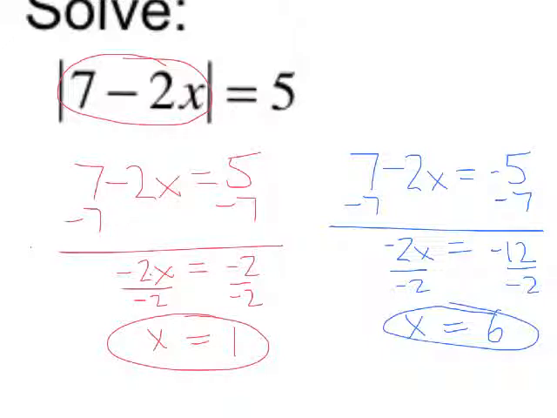So again, both of these numbers work, and if you test them, that is, if you plug in a 1, 7 minus 2 times 1, that's 7 minus 2 is 5. Its absolute value is 5. And if you plug in a 6, 7 minus 12 is negative 5, and the absolute value of negative 5 is 5. They both work. That's the ultimate test to see is it true or not.